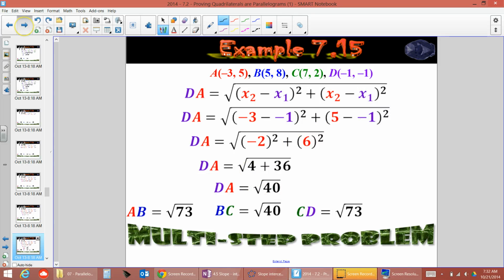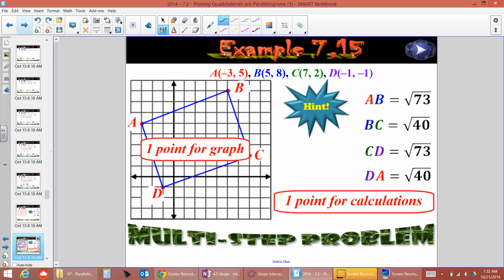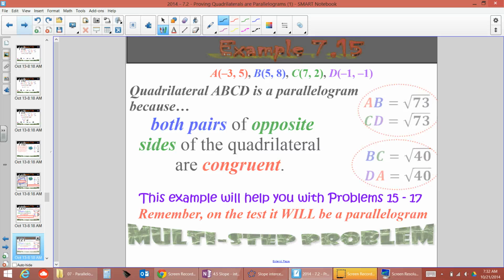It's worth it. Okay, so now that I've got this distance formula set up, doing all these calculations was just 1 point. Now, after that, we're going to show 1 point for graph, 1 point for calculations. The last point is for your congruent statement. Okay, so quadrilateral ABCD is a parallelogram because both pairs of opposite sides are congruent. Okay, so you write down this sentence and you'll be just fine. Full points. Okay, this will help you with problems 15 through 17 on your homework.